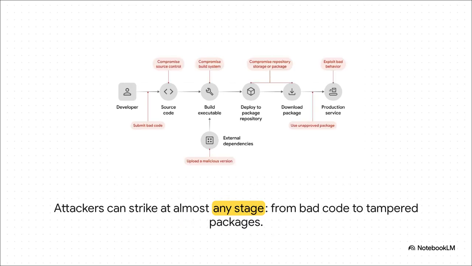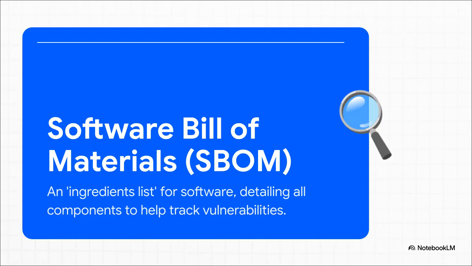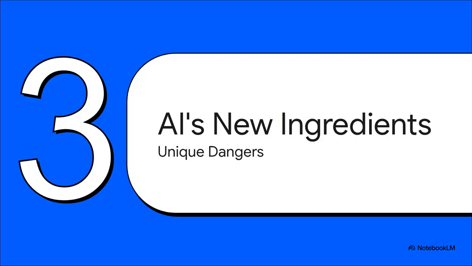That whole process is just full of potential weak spots. An attacker doesn't need to pull off some super complex hack to break down the front door. They can just poison the well. They can sneak in bad code, compromise the system that builds the software, or tamper with a package you download. There are vulnerabilities pretty much everywhere. Now, one of our key defenses against this kind of thing is something called an SBOM. That stands for Software Bill of Materials. The best way to think of it is just like an ingredients list on a package of food. It tells you exactly what's inside your software, so you can keep an eye out for any bad ingredients, any vulnerabilities.